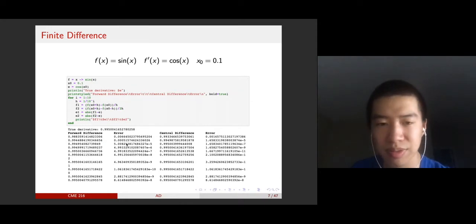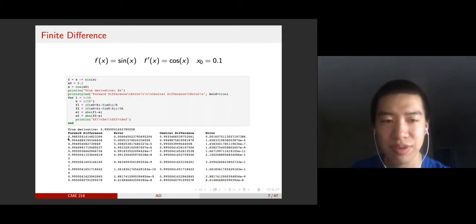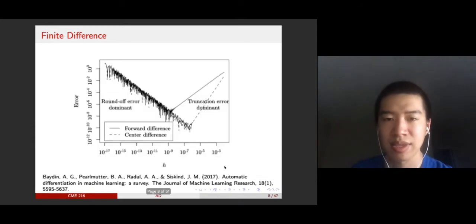And there are some things you should observe here. For example, if you fix the step size h, you get much better accuracy using central difference. And you also see that the error keeps decreasing for some h, and at some point, for example here, the error stops decreasing and starts increasing. This is because of the roundoff error, because h is so small that this computation is actually very inaccurate in computer programs. And this is also the case for the central difference.